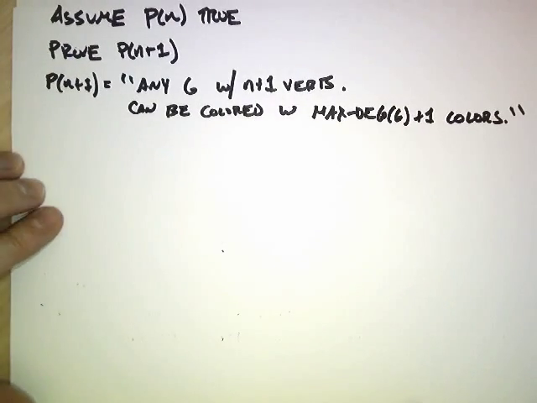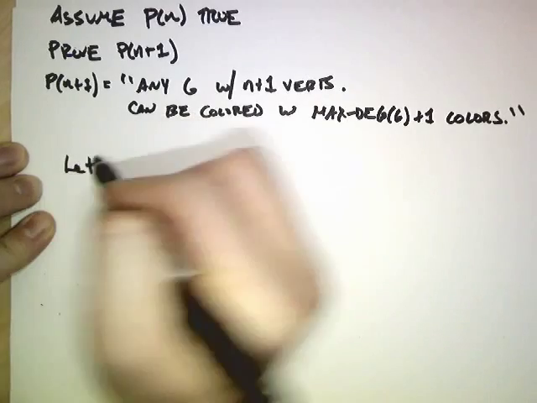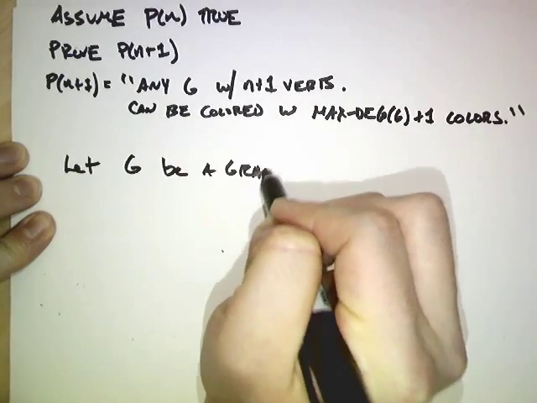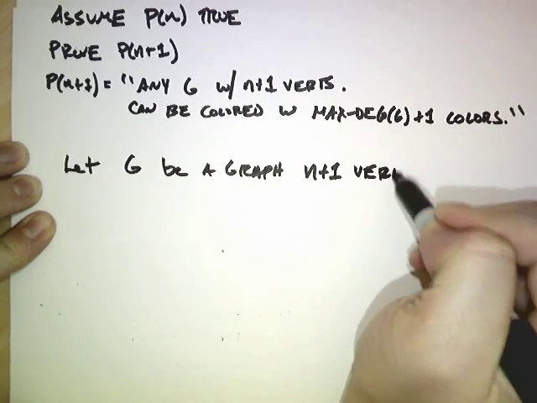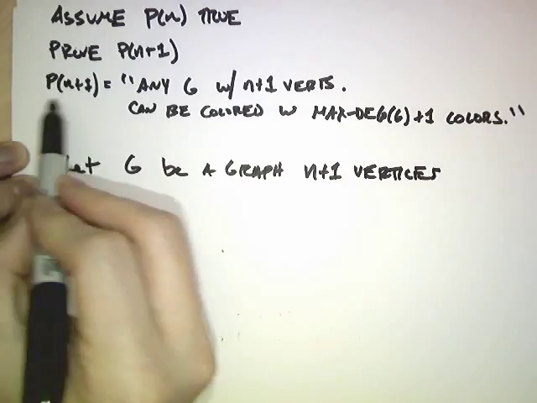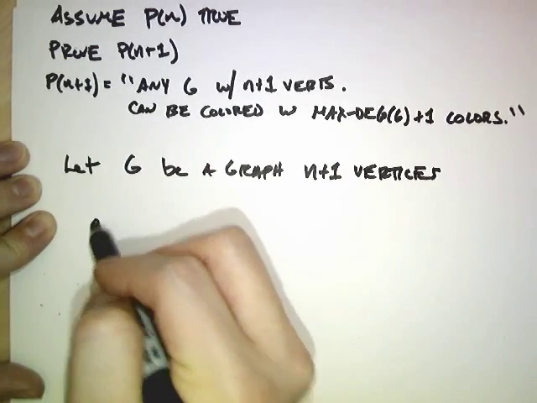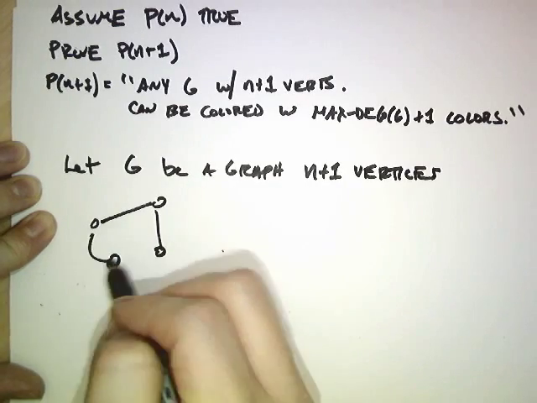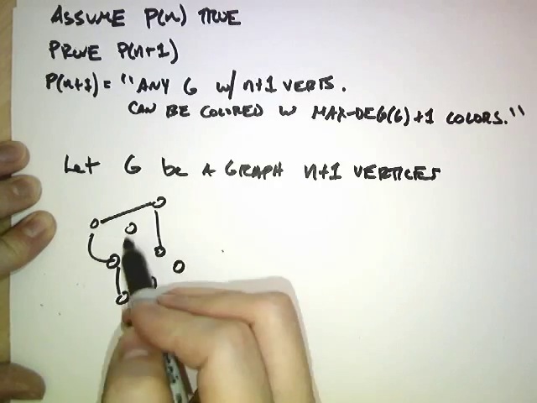Here's the high-level idea, and then we'll write down a more formal proof. So I'm going to let G be a graph with n plus 1 vertices. Remember, this is what we need to validly color, because we need to prove that P of n plus 1 is true. So we have some graph. It has n plus 1 vertices. I don't know what it looks like. It's totally arbitrary.